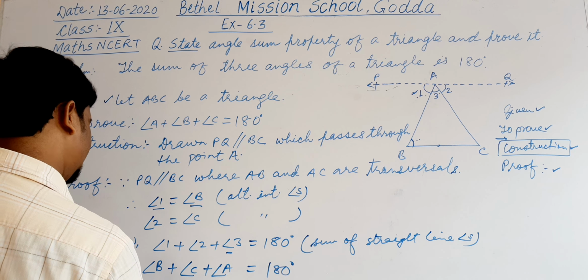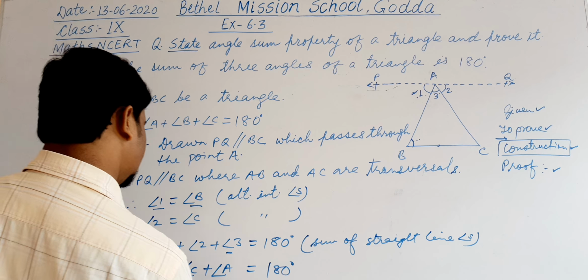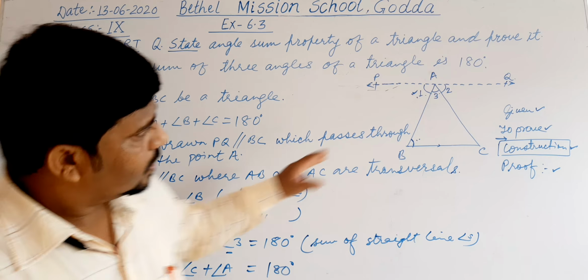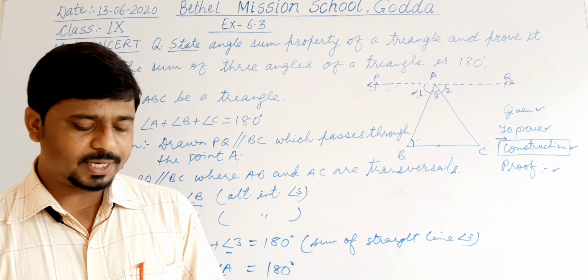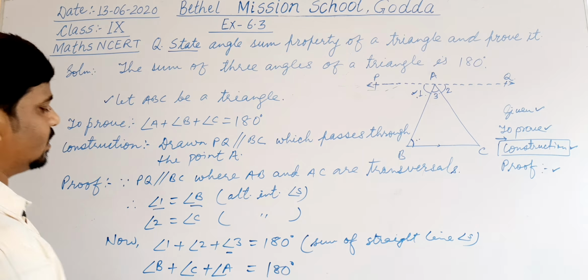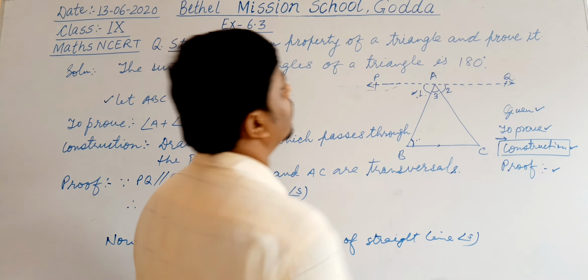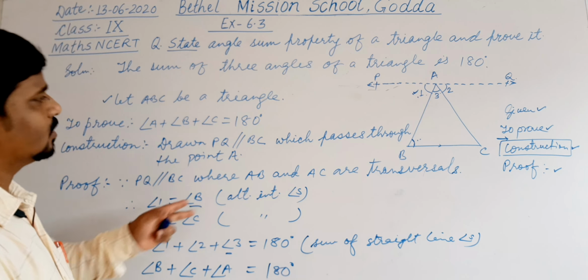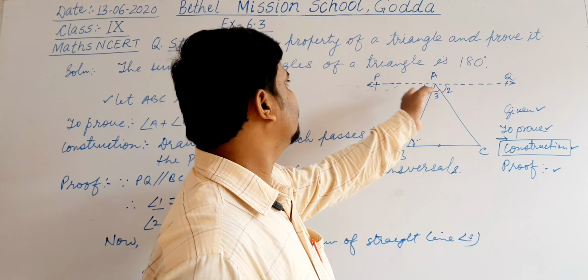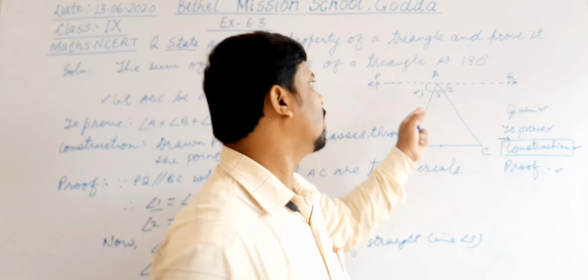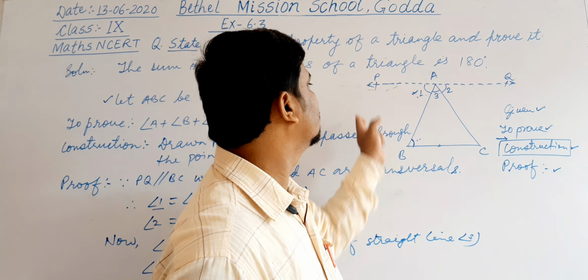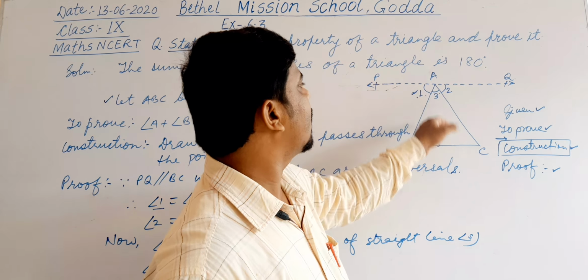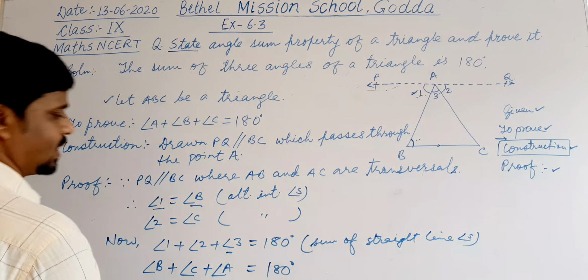Therefore, angle A plus angle B plus angle C equals 180 degrees. So the sum of the three angles of a triangle is 180 degrees, we know, but that is what we were asked to prove. So we have taken other properties to prove it, and the properties were alternate interior angles. For that we constructed a line parallel to BC, and after that alternate interior angles formed, and by using those properties we proved it.